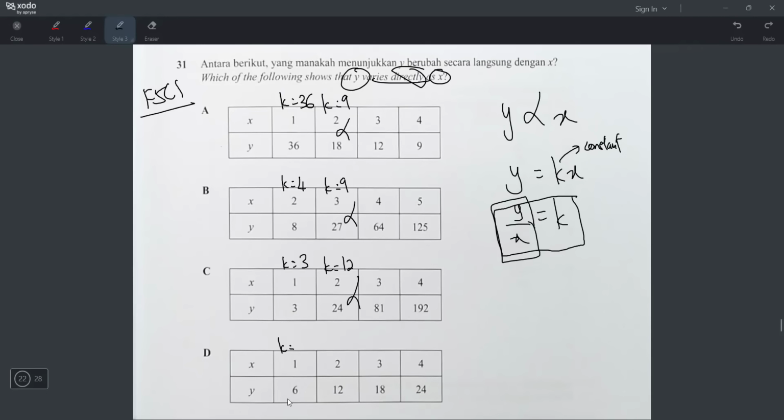So this one, k is y over x. 6 divided by 1 is 6. 12 divided by 2 is 6. k is 18 divided by 3, 6 also. And then what is the k here? y divided by x, 24 divided by 4, 6 also. You can see all the k is 6, 6, 6, 6. So D is the answer.